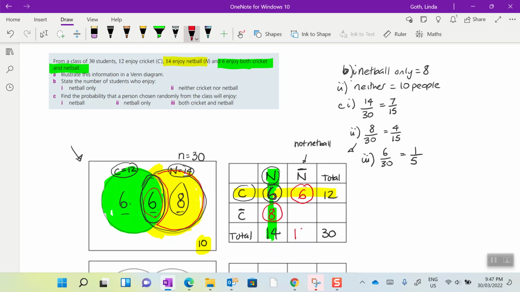We need to have a 16 in here because 14 plus 16 equals 30. We need to have an 18 in here because 12 plus 18 equals 30. That leaves us with a 10 in here. So we've now got our 10 people who don't like netball or cricket, our 8 people who only like netball and not cricket, and we've got 6 people who only like cricket but not netball. So it's the same information in a two-way table.